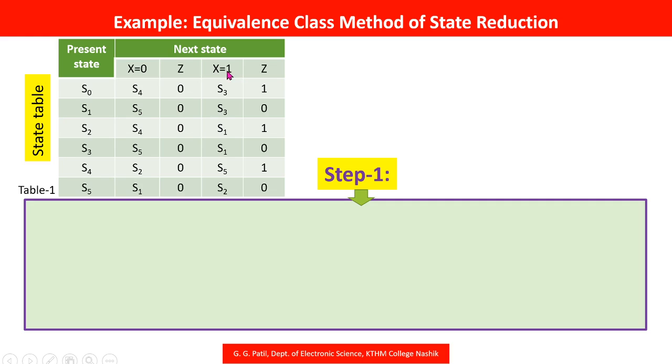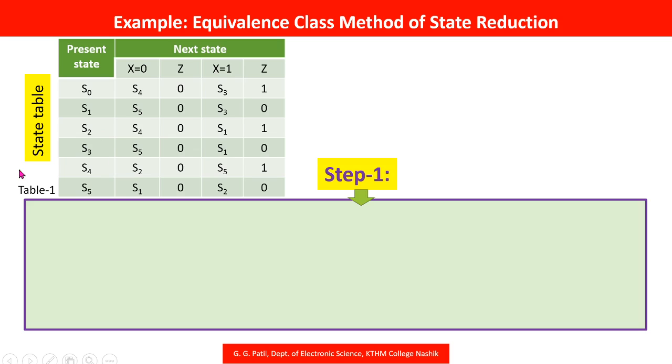Similarly, when input x is 1, for state S1, the next state is S3 and output z is 0. Here, for present state S2, when input x is 0, the next state is S4 and output z is 0. Here, for state S2, when input x is 1, next state is S1 and output z is 1.